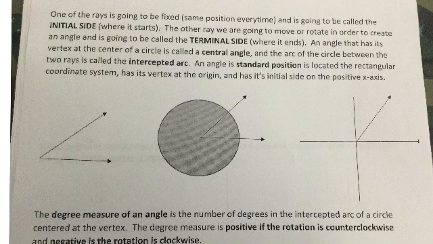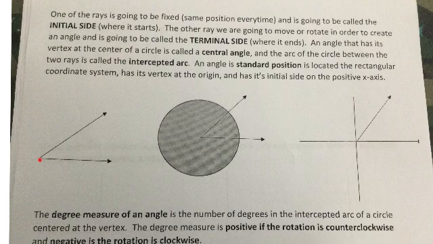So in trig, when we draw these, one of our rays is going to be fixed, which means we're going to put it in the same position every time. That's going to be called our initial side, which we think about where it starts. So our two sides are an initial, which means beginning, and a terminal, which means end. The other ray, we're going to move or rotate in order to create an angle, and it's called the terminal side, which is where it ends.